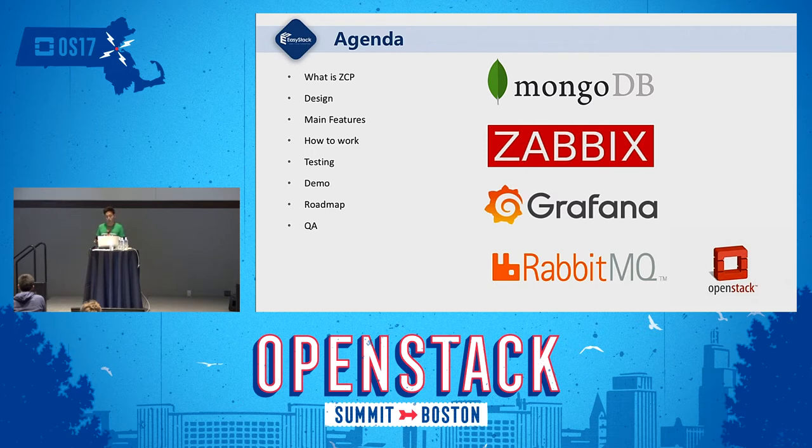We will combine them together to meet our needs. In this agenda, first I will talk about what ZCP is and how we designed it to solve our problem, and then the main features of ZCP. Then I will explain how ZCP works. Because we want to use ZCP to meet some customers' requirements, and we also want it to be used at a large scale, we did some tests and estimated the scope of scale it can be used at. We also have a video demo to make it clear to understand. At last, we will talk about ZCP's roadmap, about what we want to do next.